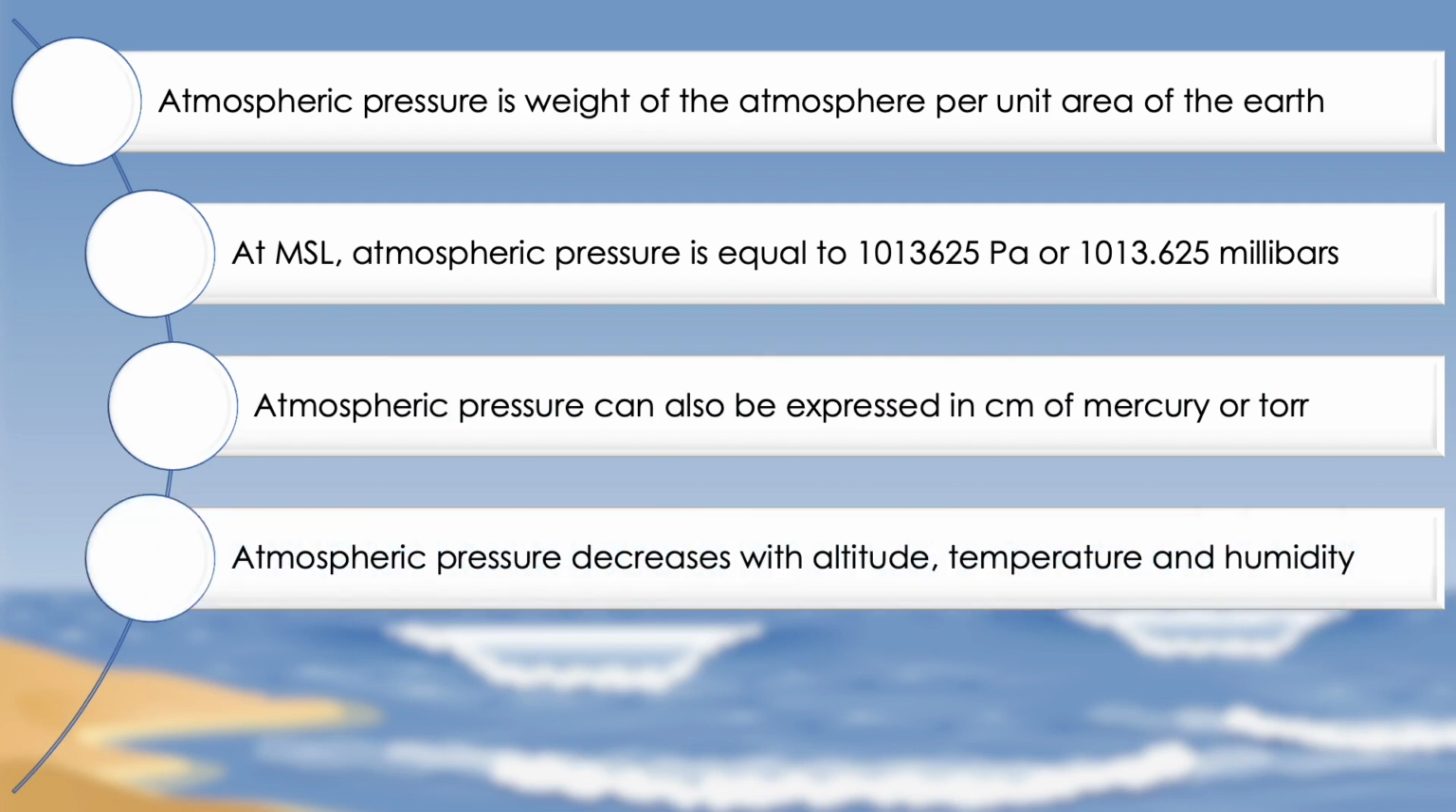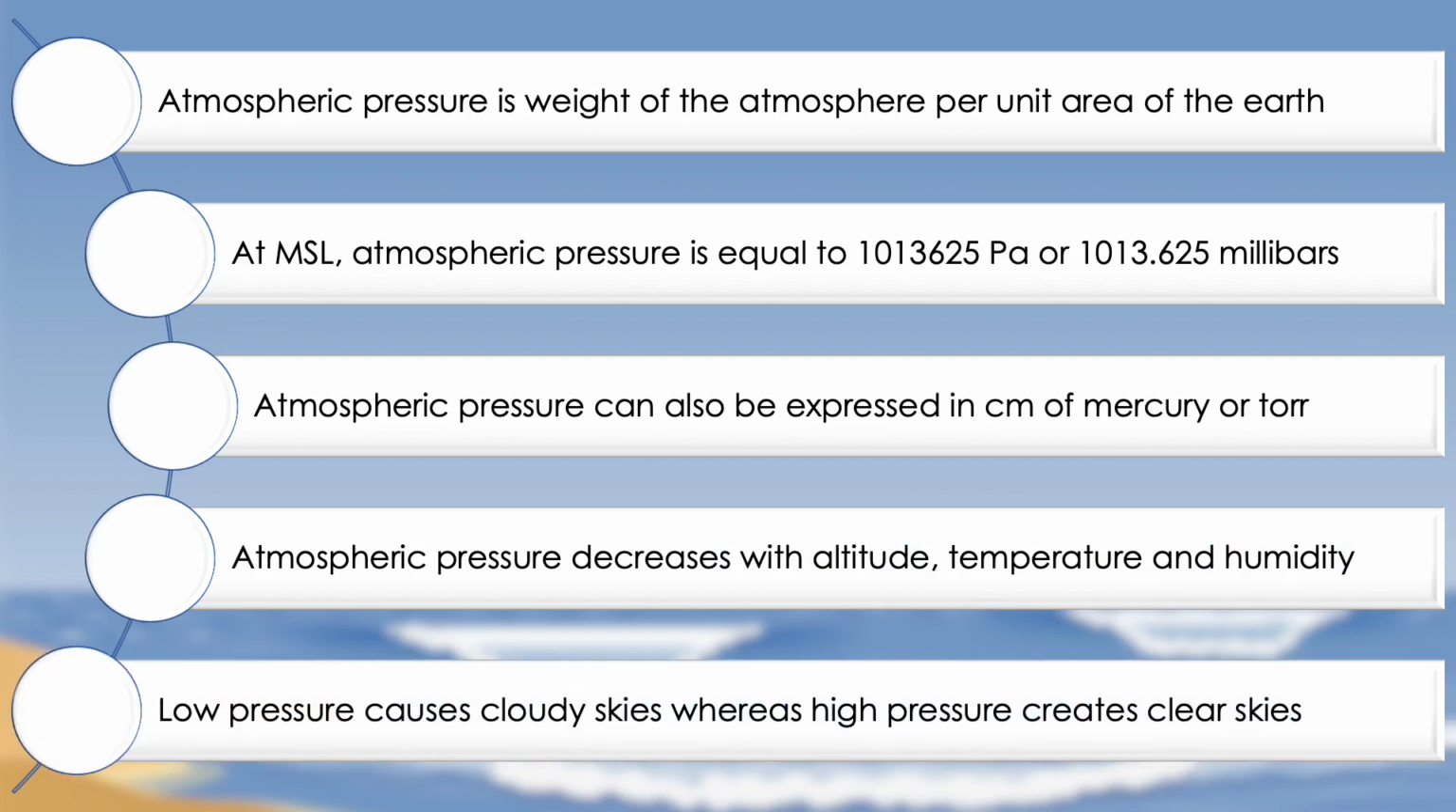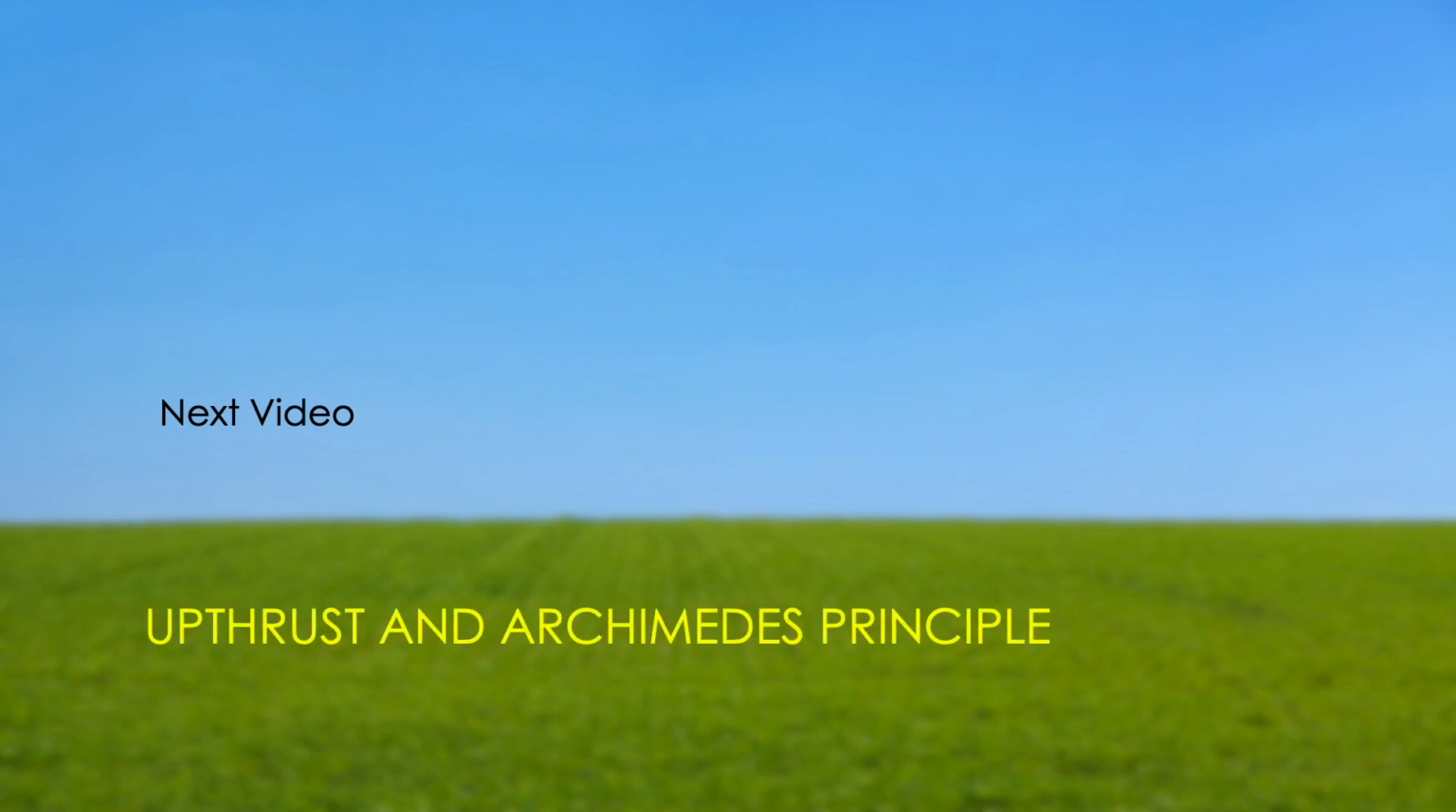Atmospheric pressure decreases with rising altitude, temperature, and humidity. Low pressure is associated with cloudy skies, whereas high pressure is associated with clear skies. So that's all in this video. In the next video, we will begin with a new chapter called Upthrust and Archimedes' Principle.